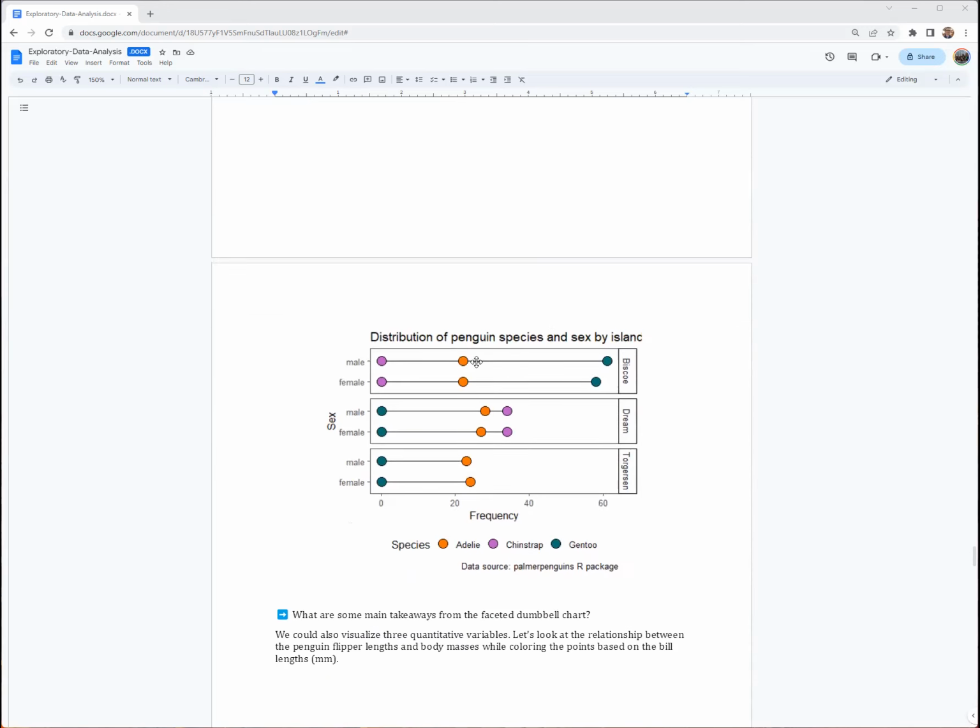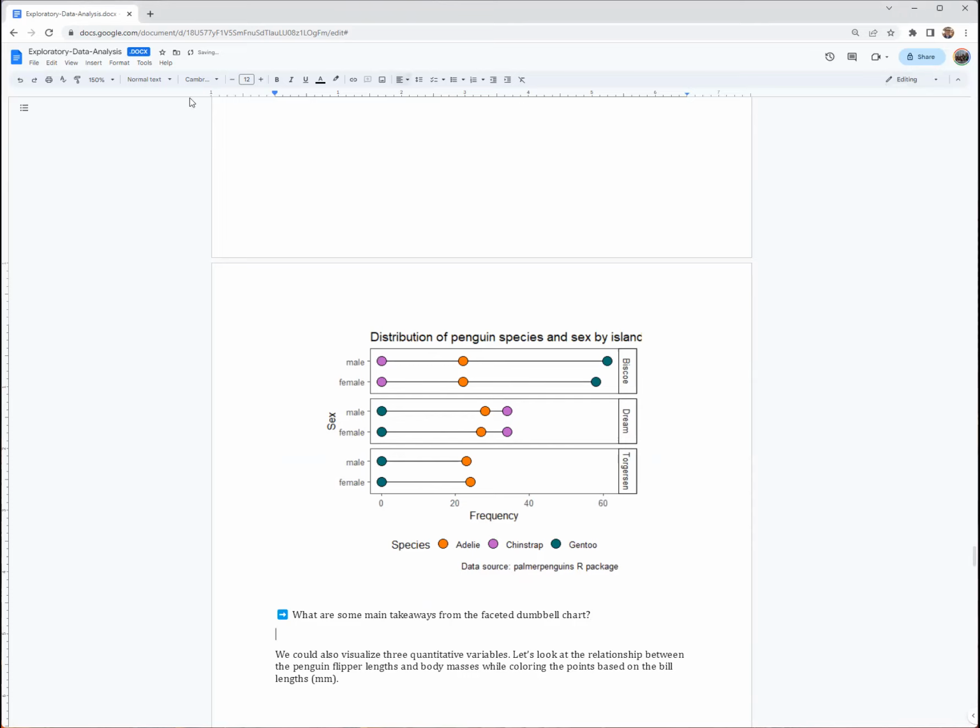All right, and then we can also facet a dumbbell chart. In this case, we're showcasing 3 categorical variables all at once. Again, in my opinion, it gets to be a little bit too much to have 3 categorical variables. I would maybe just stick to 2. But if you wanted to show 3 at once, this is a good plot to do that.